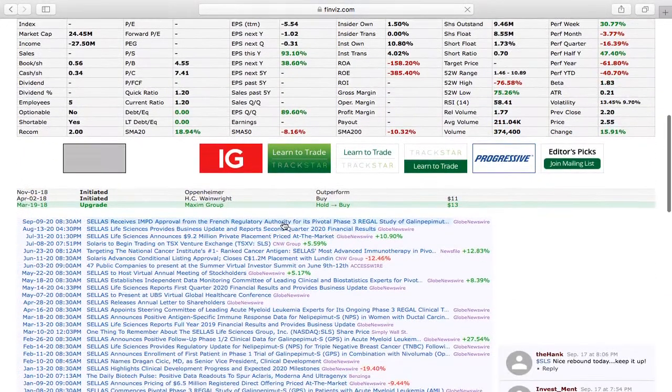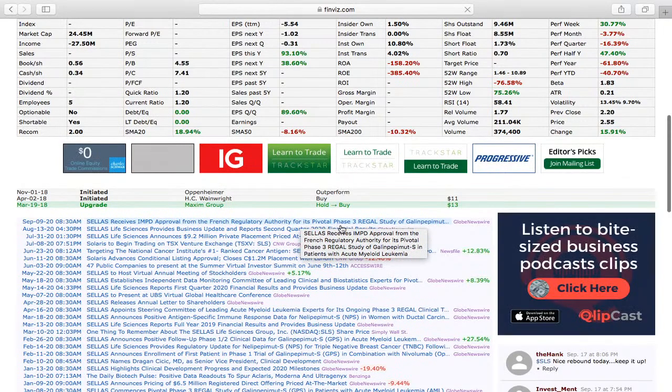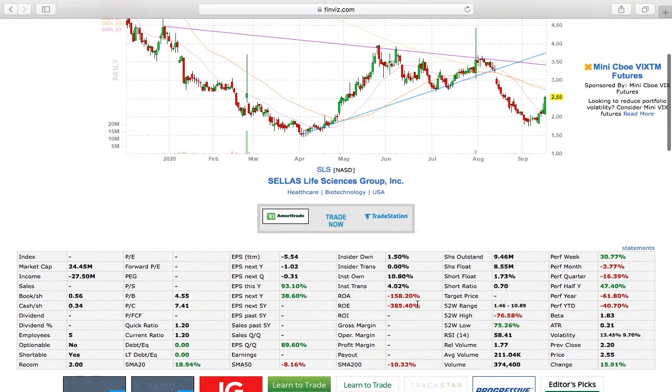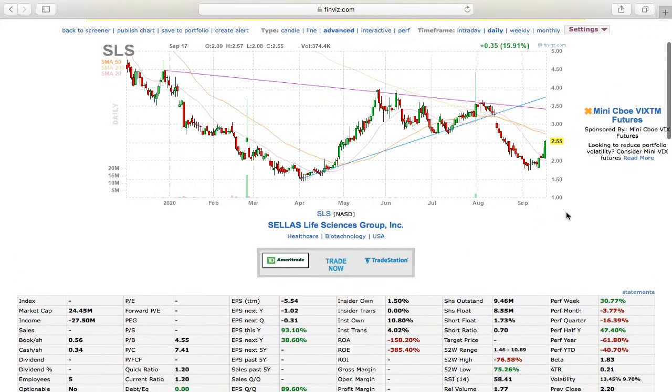So there's nothing news-wise that made it go up. It looks like they had approval for a phase 3 for a study, so that might be why. Company is not the best, but it doesn't matter. For penny stocks, we don't care about the company as much because it's not like Amazon or Google where we're investing. Like I was saying yesterday, we don't invest in penny stocks, we trade penny stocks.